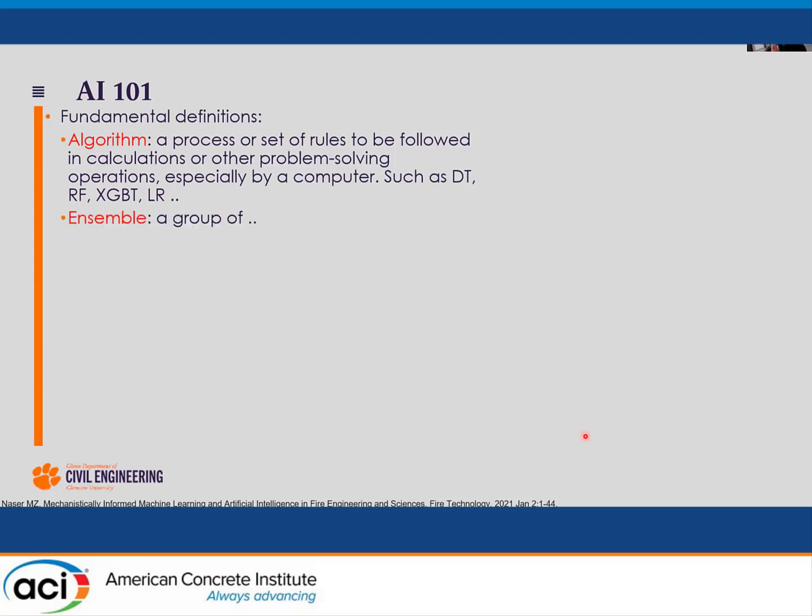If you have a bunch of algorithms together, we call this an ensemble. So an ensemble is a group of algorithms either working together or against each other to try to solve a problem. We also have surrogates. So a surrogate can be as simple as a very simple algorithm that tries to explain what a complex algorithm is trying to do.